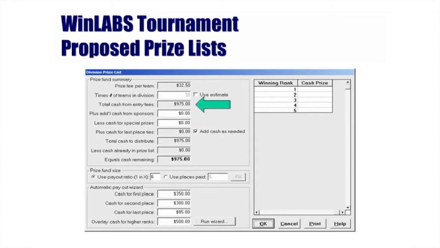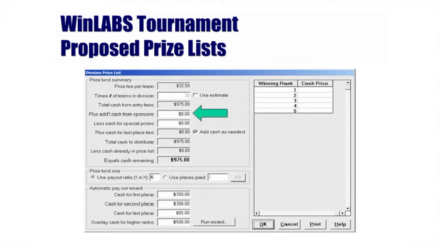The third field displays the amount of money available for prizes. 30 teams paying $32.50 each gives us $975. If you clicked on the Use Estimate field and changed the number of teams to 100, you would see $3,250 here.